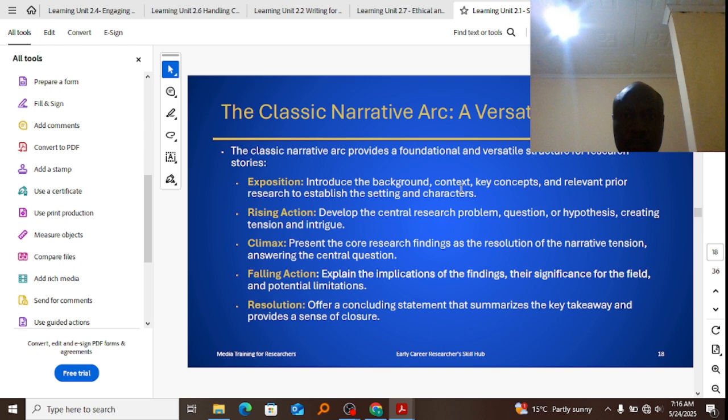Rising action: develop the central research problem, question, or hypothesis, creating tension and intrigue. Climax: present the core research findings as the resolution of the narrative tension, answering the central question. Falling action: explain the implications of the findings, their significance for the field, and potential limitations. Then resolution: offer a concluding statement that summarizes the key takeaway and provides a sense of closure.